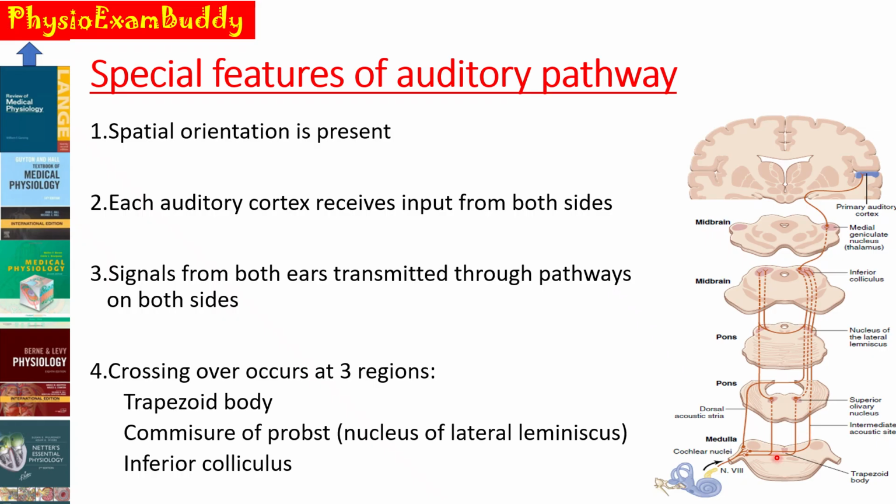And you can see here the crossing over occurs at three different regions in the auditory pathway. The first one is at the level of the trapezoid body, and the second one is at the level of the commissure of Probst, which is at the nucleus of the lateral lemniscus. And the crossing, it is not shown here, but there is a crossing at the level of the inferior colliculus. You can actually draw this crossing at the level of the inferior colliculus, that is the third crossing of the auditory pathway.